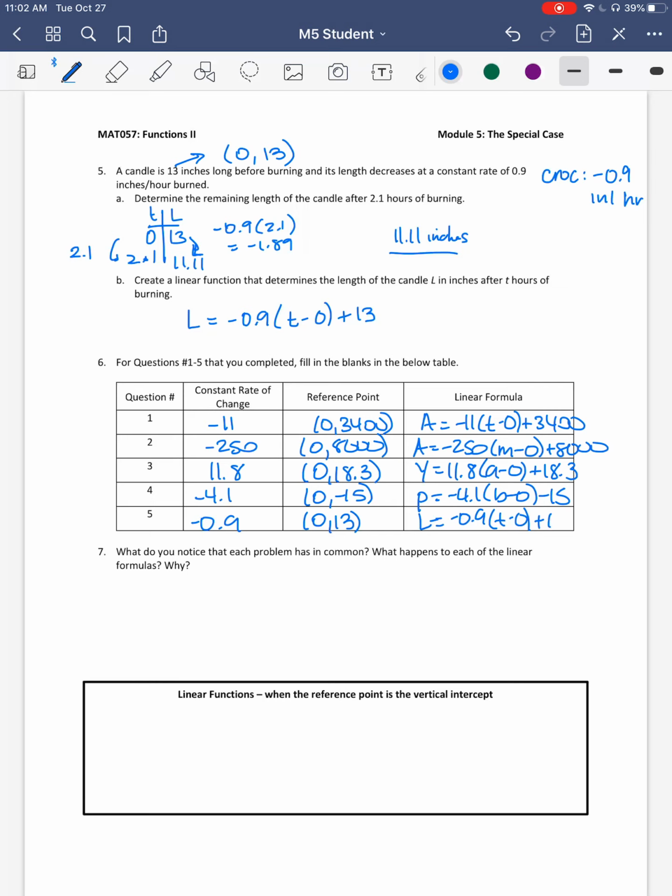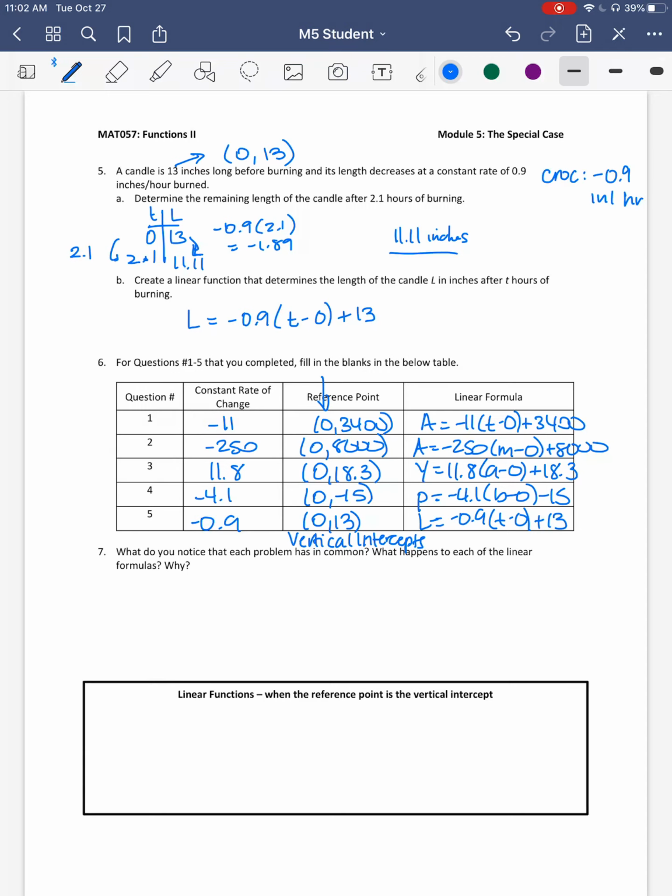And then here. All right, question 7 says, what do you notice that each problem has in common and what happens to each of the linear formulas? So if we take a look at these, one thing that I noticed, most of those rates are negative, but not all. But the thing I really notice here is that all of my reference inputs are 0. So essentially all of these are my vertical intercepts. So that's one thing I noticed.